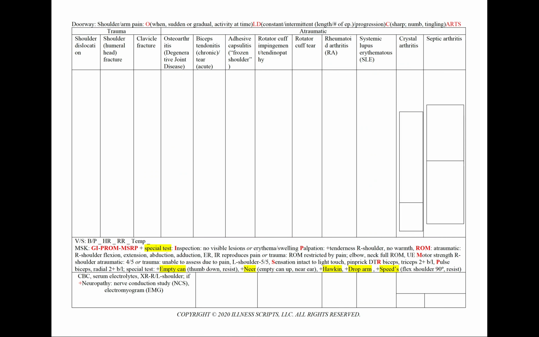For a case of shoulder or arm pain, using our mnemonic OLD CARTS, we'll note the onset, or when did your pain begin. Did it come on suddenly, or was it more gradual? And do you remember what you were doing at the time? For the location, we'll ask our patient to point with one finger.